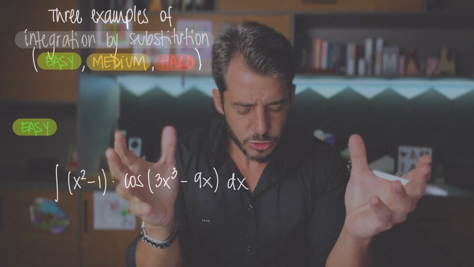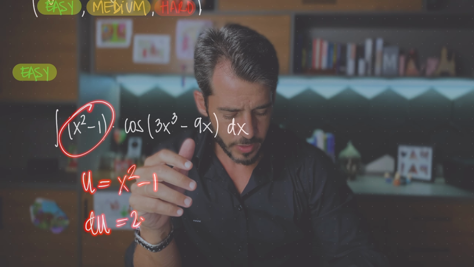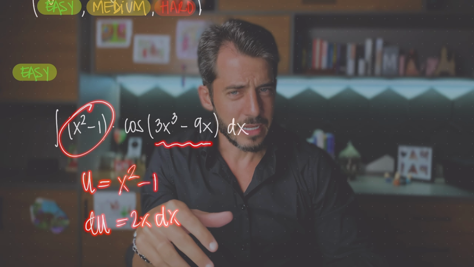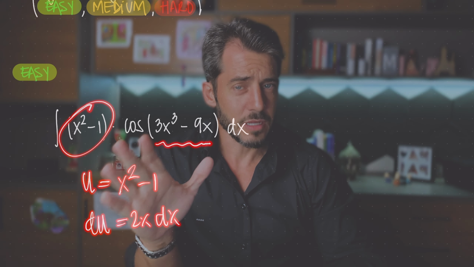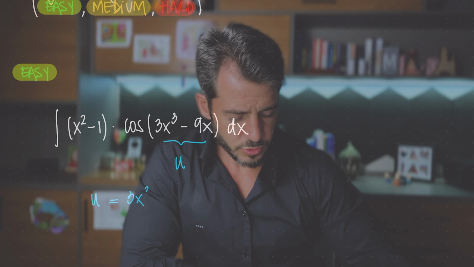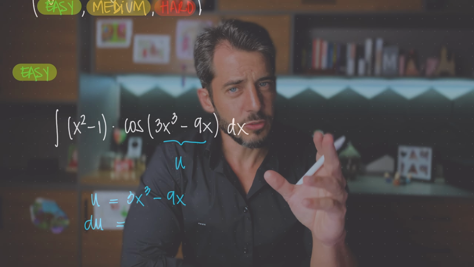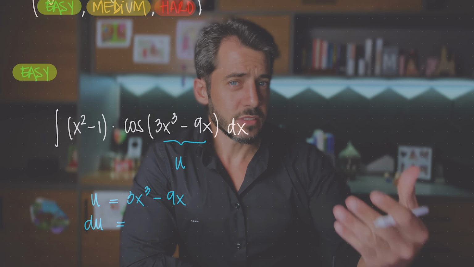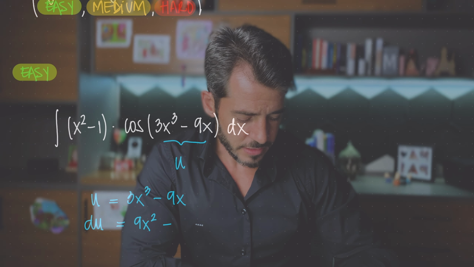So for example, if we choose u to be x squared minus 1, du is 2x dx. We wouldn't be able to replace, for example, 3x cubed minus 9x by u or du or anything, actually. So this is not the way to go. However, if you choose your u to be 3x cubed minus 9x, your du, which by the way is not something that you choose, it's a consequence of the choice that you made before, du is the derivative of u. Du is equal to (9x squared minus 9) dx.